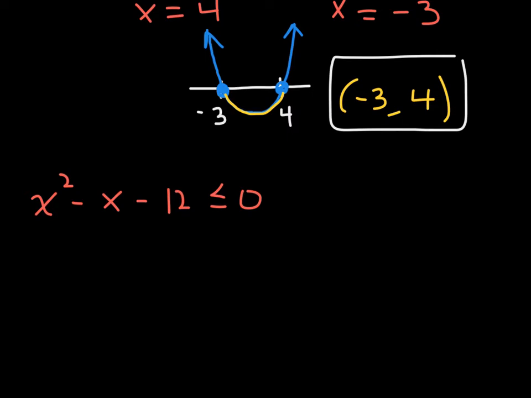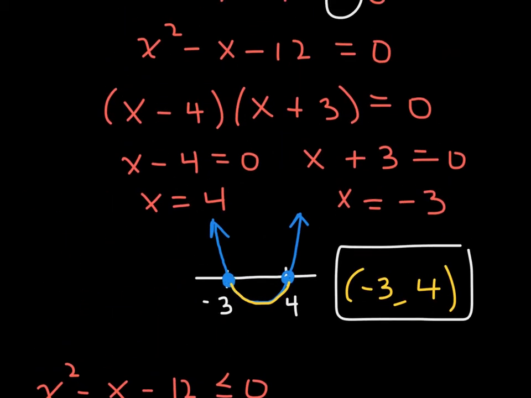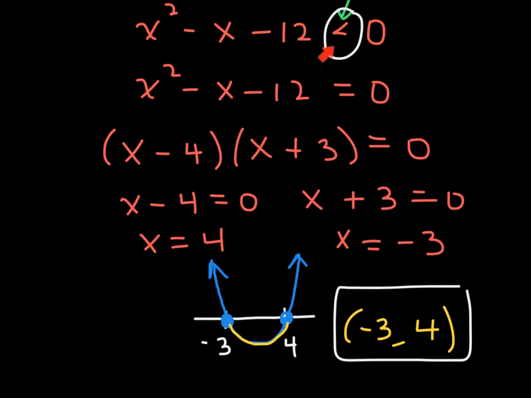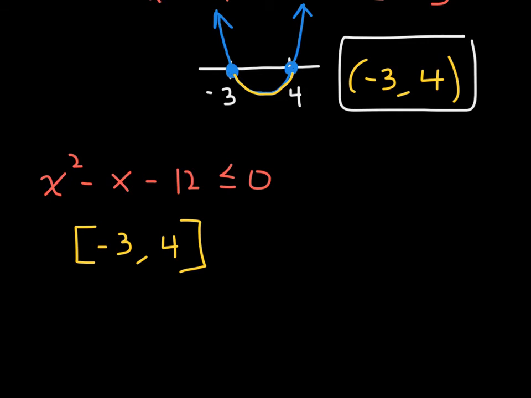Well, because this is now non-strict, we can include and we should include the endpoints. So the only thing that would do for us is put brackets on the endpoints so as to include those endpoints because this is non-strict. Okay, so if it's a strict inequality like we had in the beginning, this is strict, then you're going to be putting parentheses on your endpoints. If the inequality is non-strict, well, then you're going to be putting brackets on your endpoints.